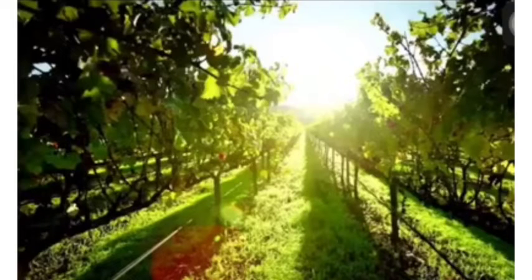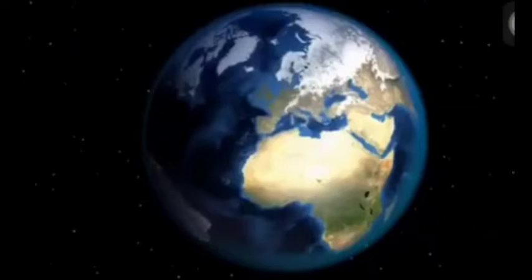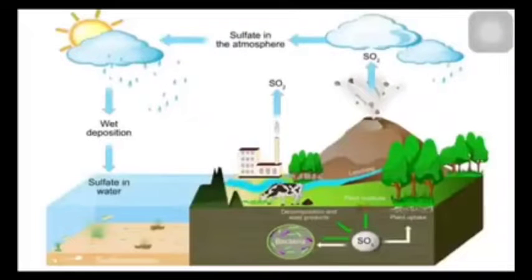All living things require sulfur in order to make protein. So let's take a look at how sulfur cycles itself around the Earth. First, sulfur is found in the lithosphere and released by weathering.